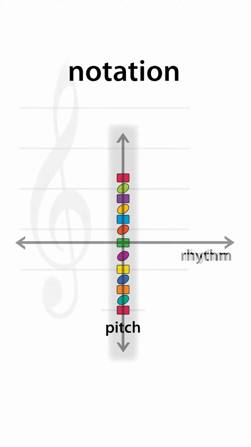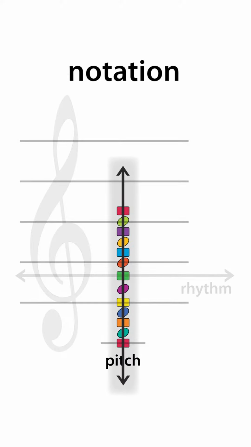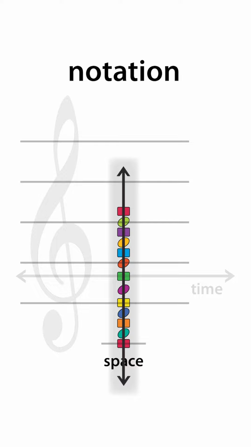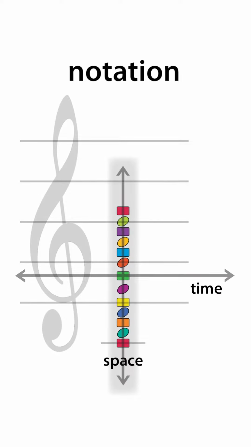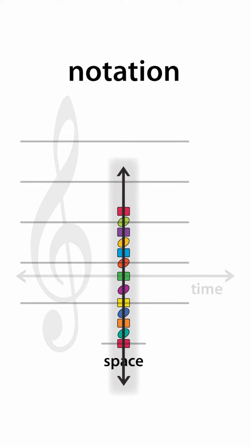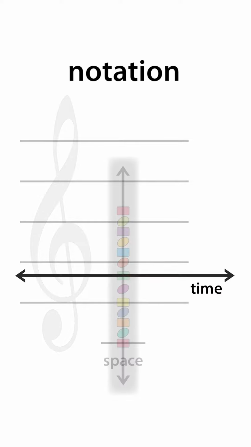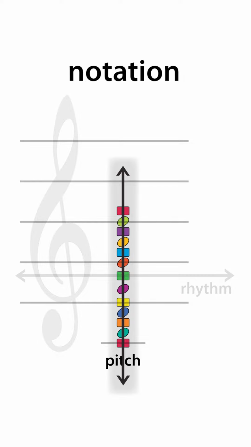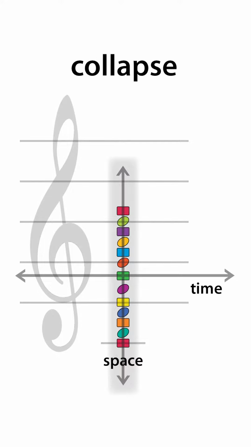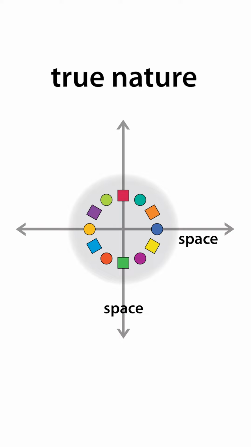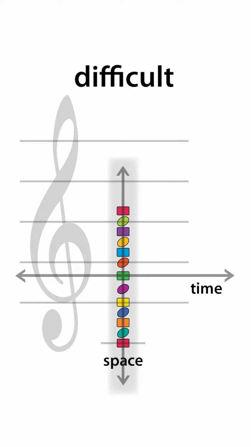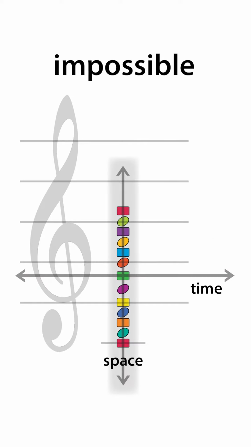But in traditional notation, which illustrates both pitch and rhythm together, or space and time on the same page, the appearance of musical space changes to accommodate the depiction of time, where time, or rhythm, is shown moving from left to right along the x-axis of notation, and space, or pitch, is confined to the vertical y-axis of the staves. And this collapse of musical space distorts the true cyclical nature of music theory, so it can be difficult, if not impossible, to understand even the most basic patterns.